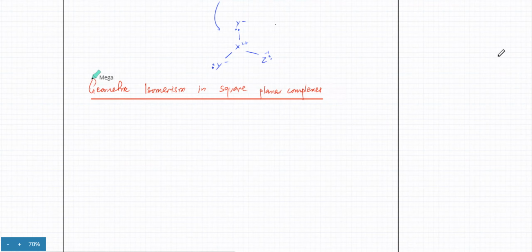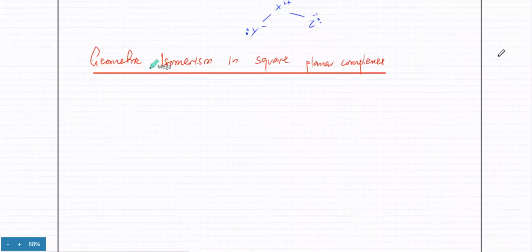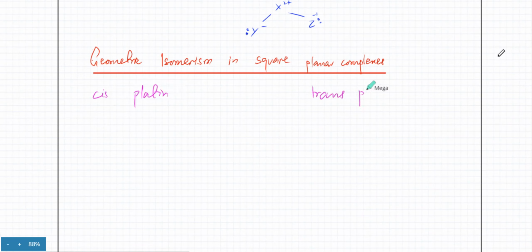So geometric isomers. Now, there's one that you need to remember, and that one is cisplatin, and there's another one which is transplatin. And I'm going to write what platin is. Platin is basically platinum with two Cl ions and two ammonia ligands. The overall charge is zero. The complex is like this.